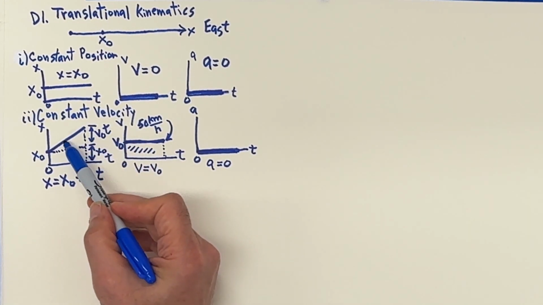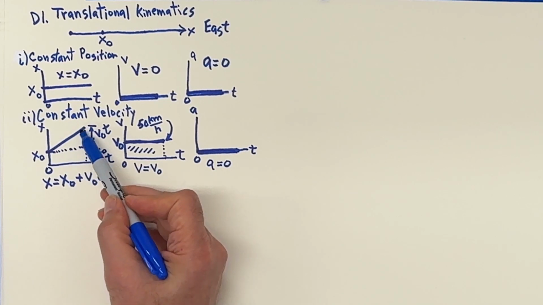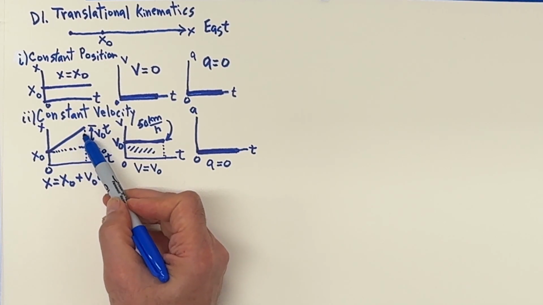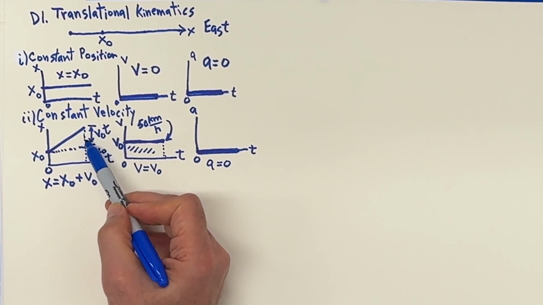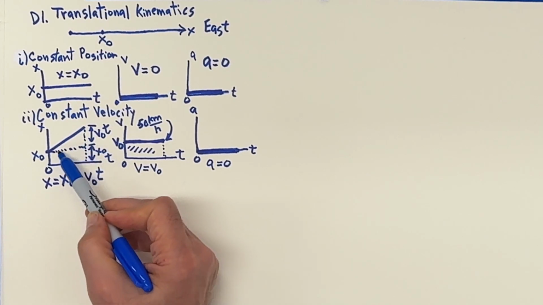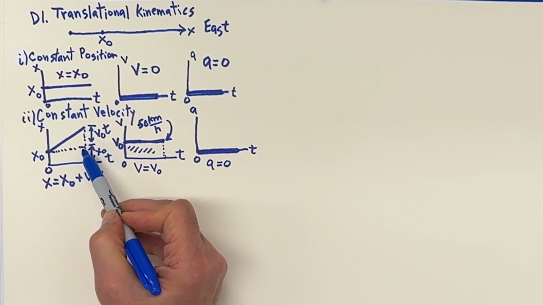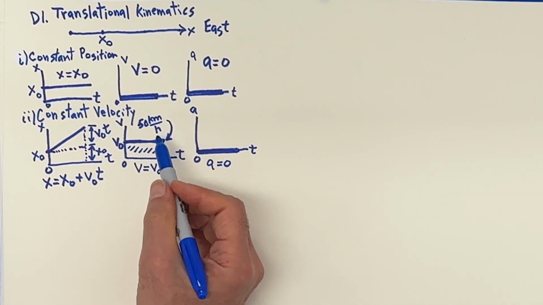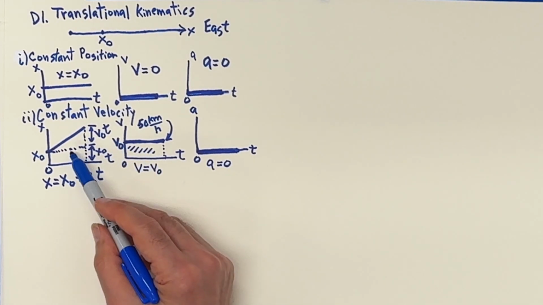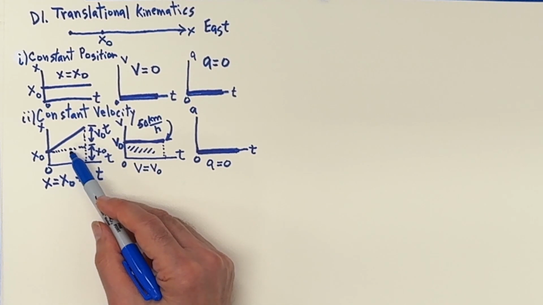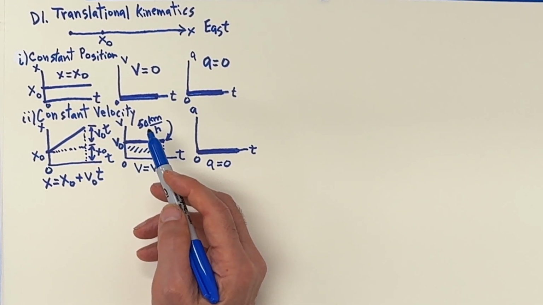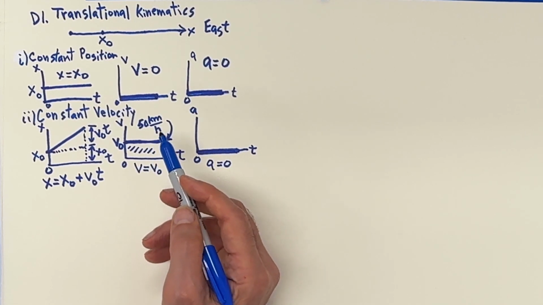Notice that the slope here, if you take this slope, the rise over the run, your rise is v naught t. And if I divide by the run, which is t, I get v naught. So this is giving me the slope function of this graph here. Isn't that very, very cool?